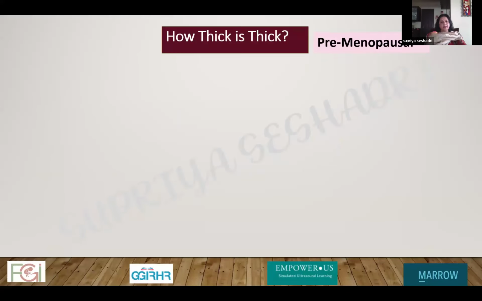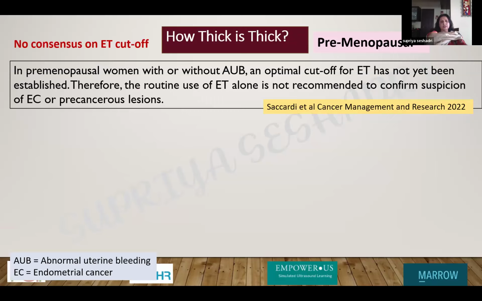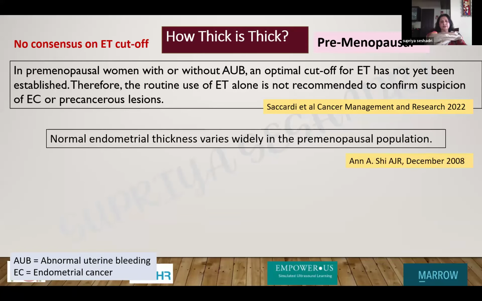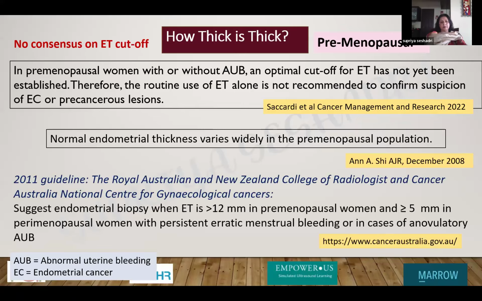Now, how thick is thick? In the premenopausal, there is no consensus on the endometrial thickness cutoff. These authors have said that in premenopausal women with or without abnormal uterine bleeding, an optimal cutoff for the ET has not yet been established. Therefore, the routine use of ET alone is not recommended to confirm suspicion of endometrial cancer or precancerous lesions. These authors said that normal endometrial thickness varies widely in the premenopausal population.